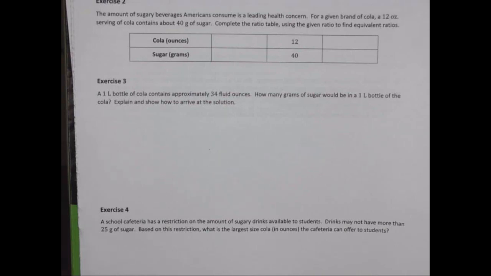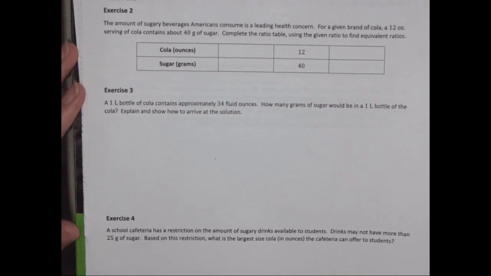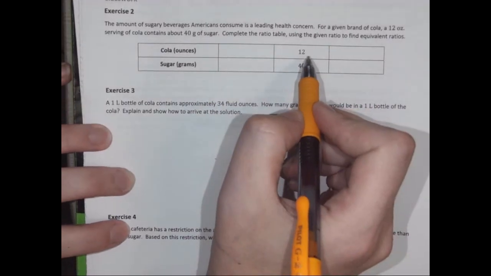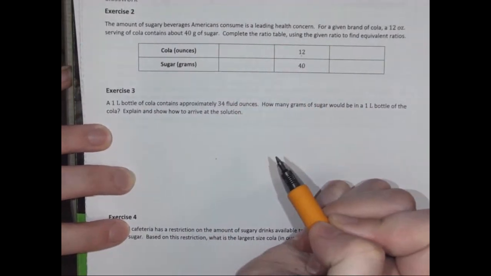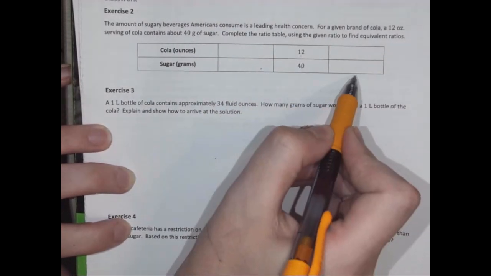Okay, your do now says the amount of sugary beverages Americans consume is a leading health concern. For a given brand of cola, a 12-ounce serving contains about 40 grams of sugar. Complete the ratio table using the given ratio to find equivalent ratios. So we're starting with the ratio we were given, 12 to 40. We want to find one that's smaller and one that's larger.